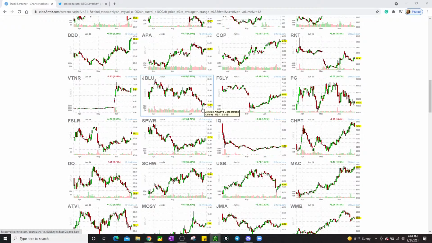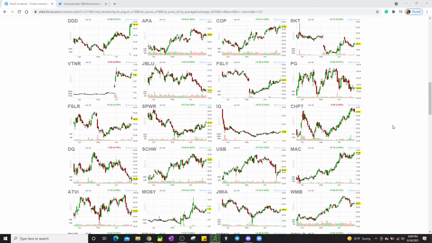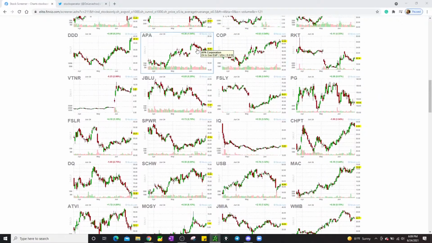JBLU Airlines, kind of putting a bunch of weeks to the downside. I feel like it's an accumulation, possible bounce coming on this name, on JBLU. And I heard a lot of rumors about airlines, potential bounce.